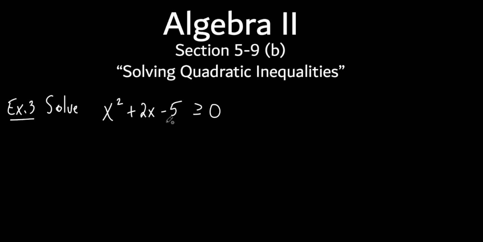Can you factor that? No, because what times what is 5? 5 and 1, that's it, right? Either -5, +1, or +5, -1. Is there any way that I get a 5 and a 1 to add up to a 2? No, so I can't factor this. So what do you think my next best option would be? The quadratic formula, absolutely.